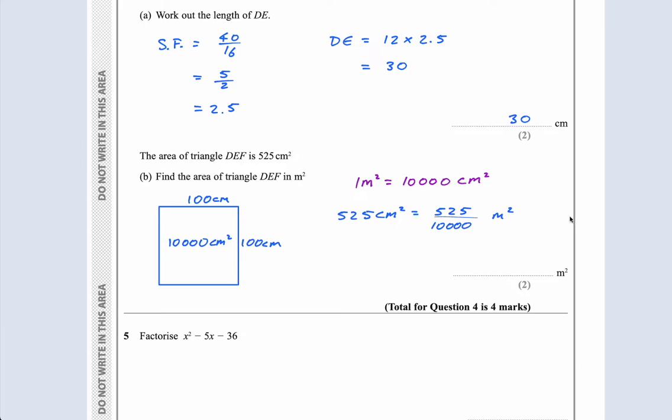meters squared, and 525 divided by 10,000 is... use your calculator. 0.0525 meters squared. So just be super careful, guys. I bet you half the students in the world wrote 5.25 there.